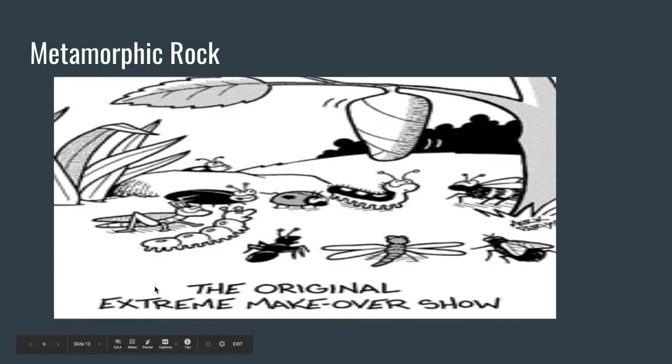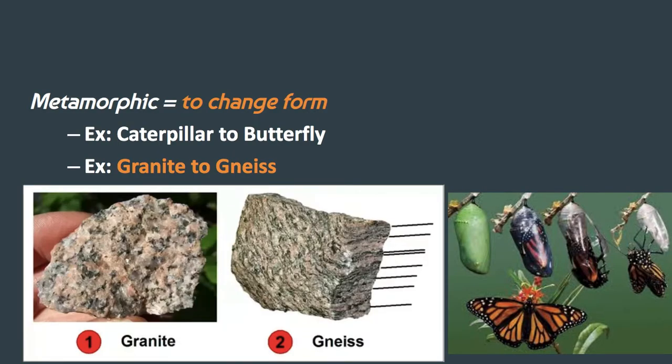All right, our next type of rock is metamorphic. We have this little cartoon here that doesn't represent metamorphic rock, but it represents metamorphism. So we see all these bugs looking at this cocoon that a caterpillar made, and what is going to come out is not going to be a caterpillar anymore. It's going to be a beautiful butterfly. That's kind of like metamorphic rocks because they change form. So a caterpillar metamorphosizes into a pretty butterfly.